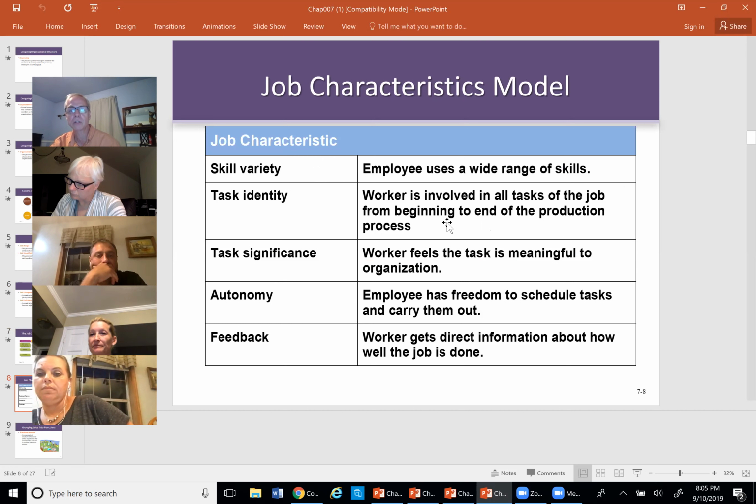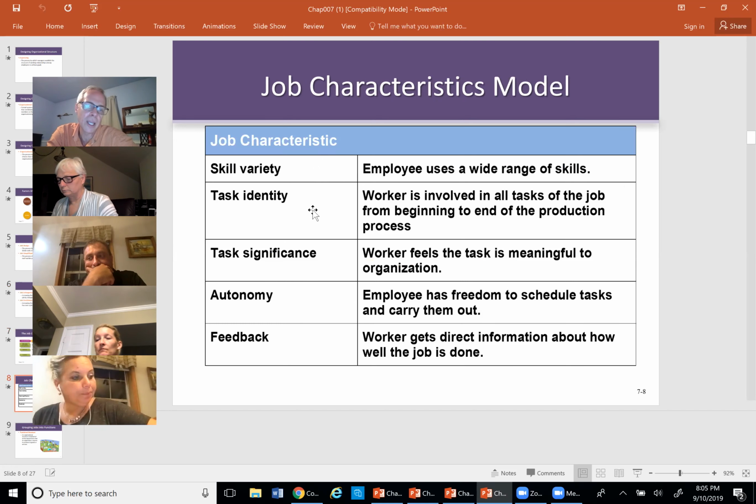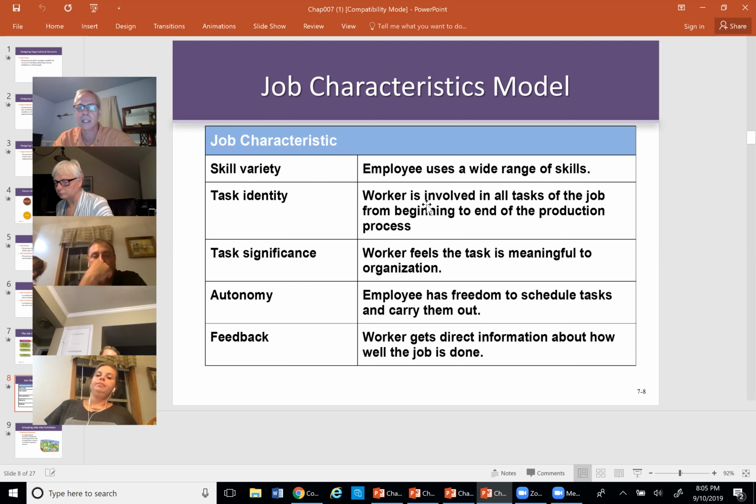Task identity: workers are involved in all the tasks of a job from beginning to end of a production process. So this is the opposite: the worker who installs a door handle on the passenger side of an F-150 pickup, and that's all they know how to do. That's all they ever see. They never see the truck itself. That's the opposite of task identity. A good task identity would be somebody comes into a ward in pretty bad shape, and the nurses are taking care of them, and the nurses get to see him come in, get to see him improve, then get to see him leave in good shape. That would be good task identity.